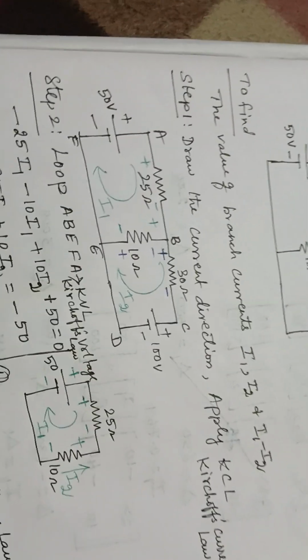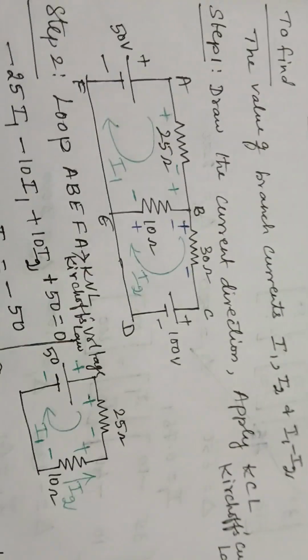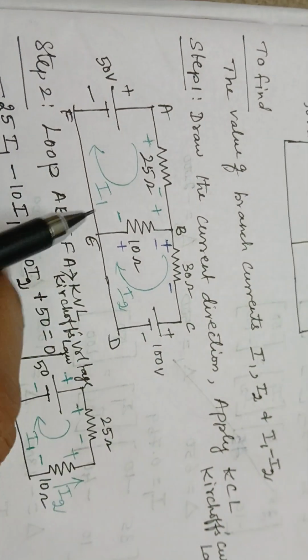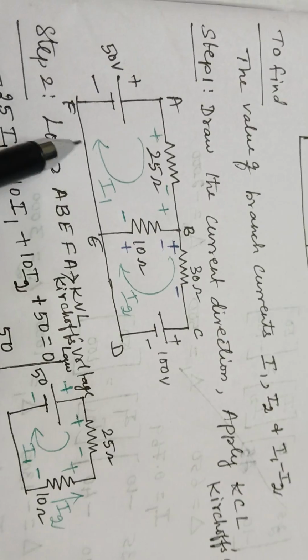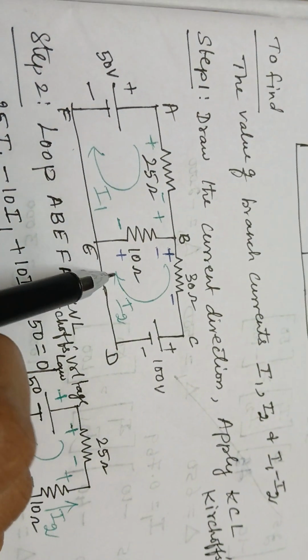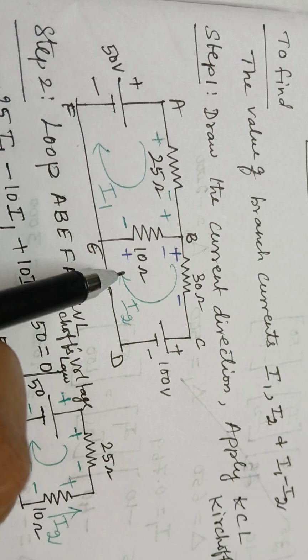The first step is to draw the current direction. So you're going to draw the current direction. This is the I1 current and this is the I2 current. We have assumed both to be clockwise.